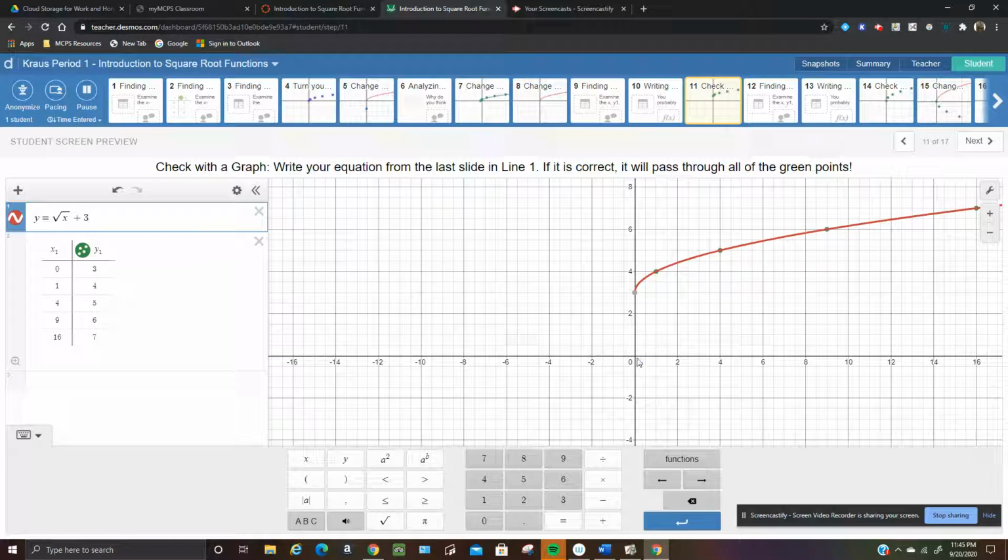So if I'm moving up on the y, I'm adding 3 outside the radical. So for y, you're adding or subtracting outside the radical. Up would be plus, and down would be minus for the y value.